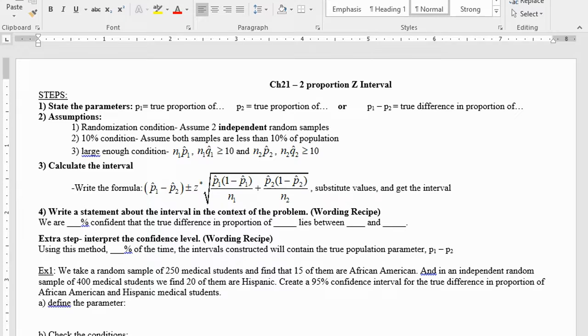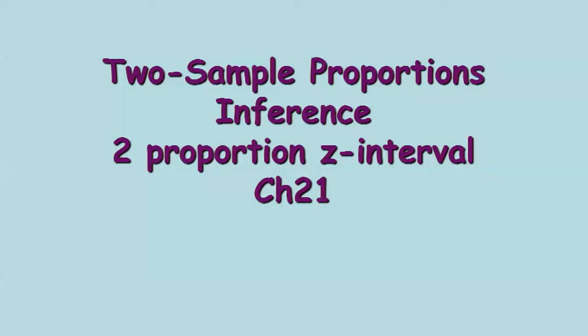Let me start the PowerPoint. And F5. Wait a minute. F5. So I know we're about to start going over chapter 21 examples. Okay, this is the PowerPoint.